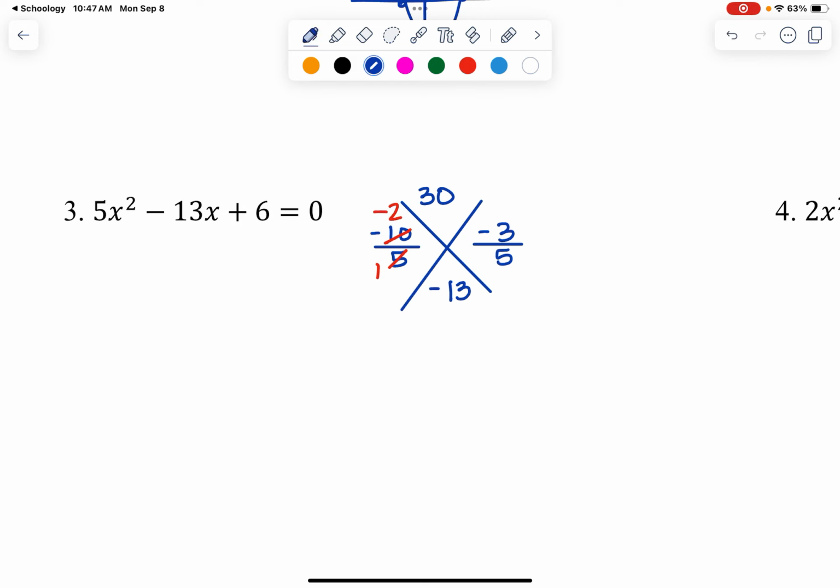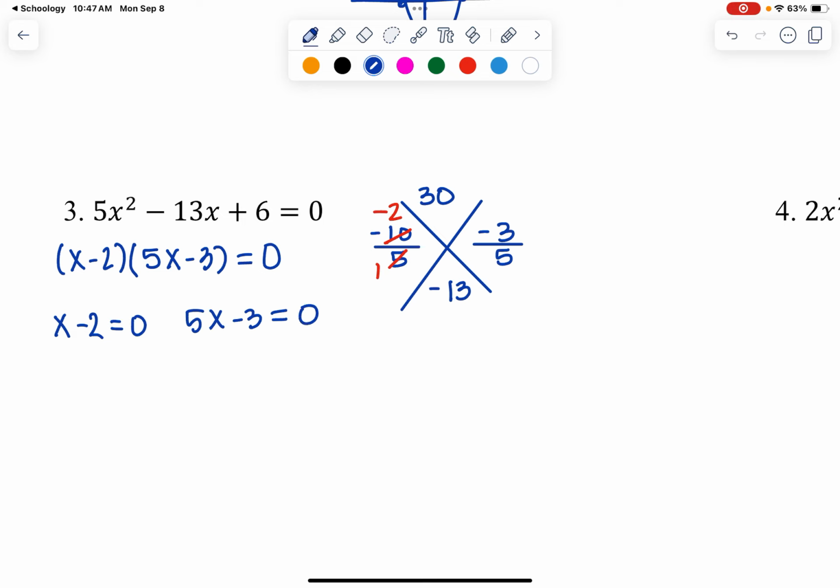And now you can write your two factors. So this is x minus 2 times 5x minus 3 is equal to 0. Set each factor equal to 0 and solve. So here you get x equals 2. On the second equation, add 3 divided by 5. You get x equals 3/5. So 2 and 3/5.